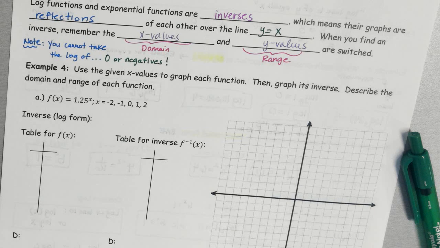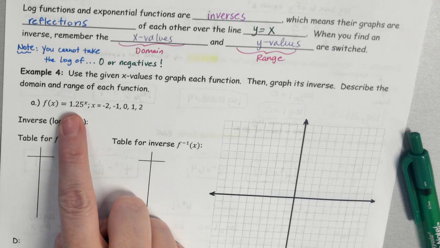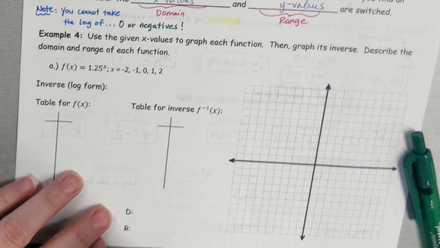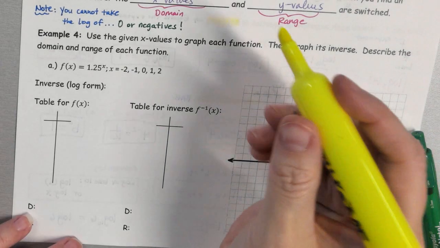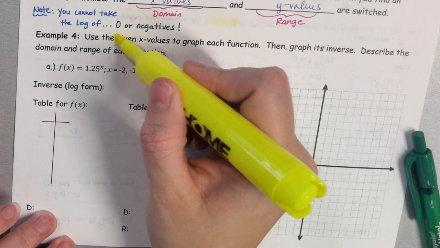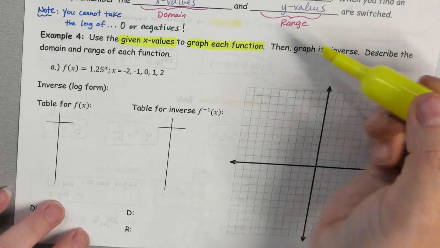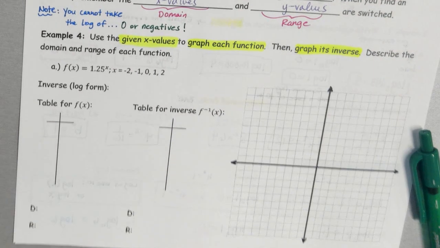Now, in example 4, part A, we are going to be using our calculator for this, and that's because you have a decimal. There are some graphs where you can use a calculator. There are other ones that you don't have to use your calculator for. We'll go over a little bit of each. And this says that we have to use the given x values to graph the function. Okay? Then we are going to graph its inverse.